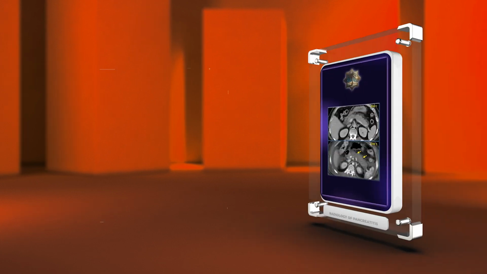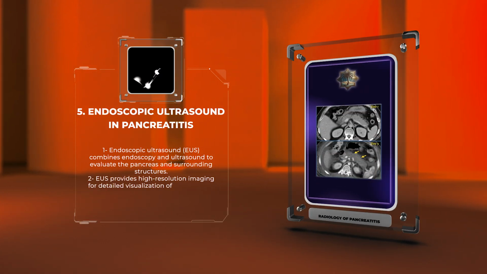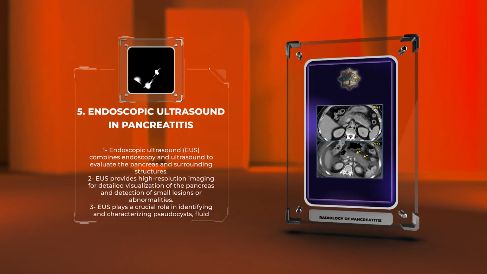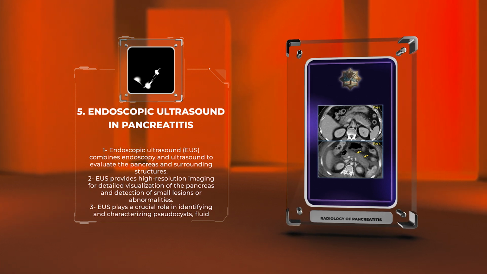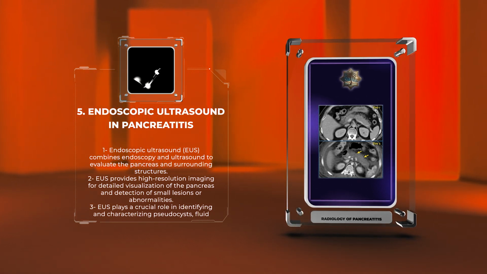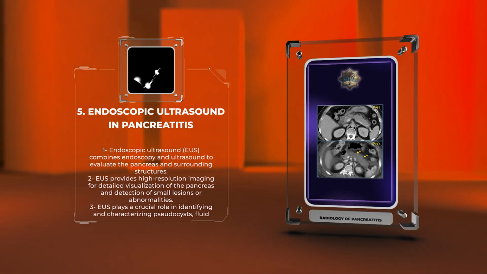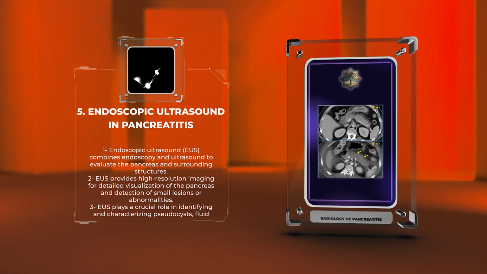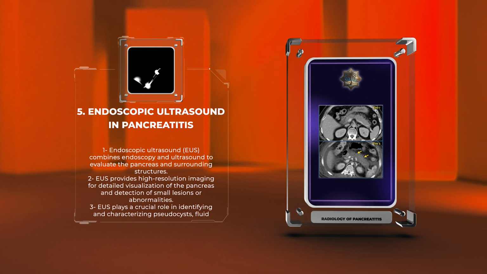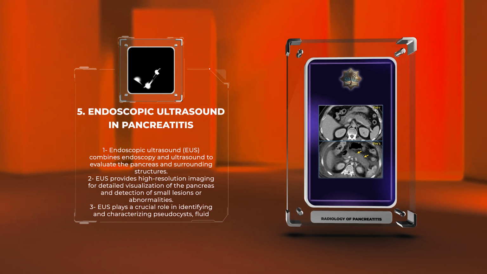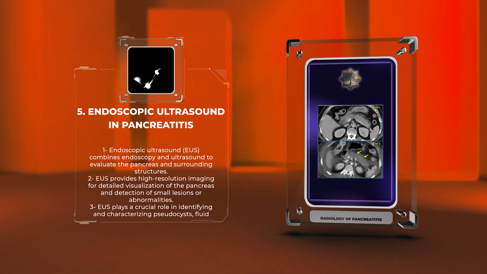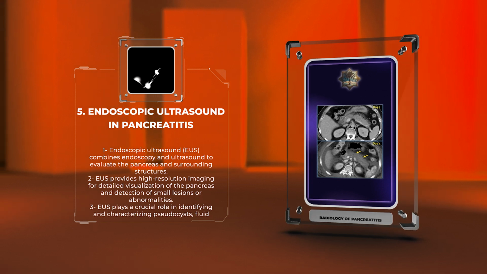Endoscopic ultrasound, EUS, is a minimally invasive imaging technique that combines endoscopy and ultrasound to evaluate the pancreas and surrounding structures. EUS provides high-resolution imaging, allowing for detailed visualization of the pancreas and detection of small lesions or abnormalities. In pancreatitis, EUS plays a crucial role in the identification and characterization of pseudocysts, fluid collections, and strictures. It can also guide interventions, such as fine needle aspiration, FNA, for cytological analysis or drainage of fluid collections.